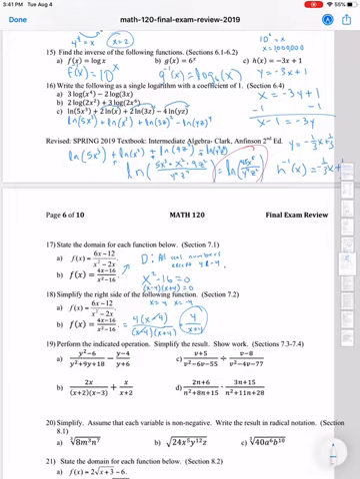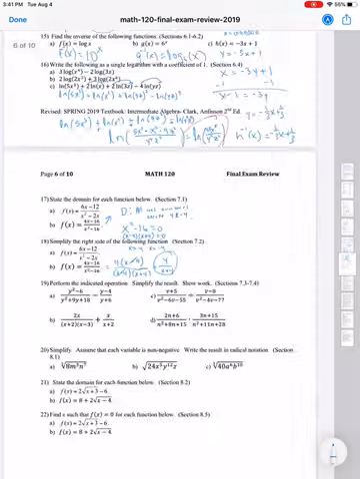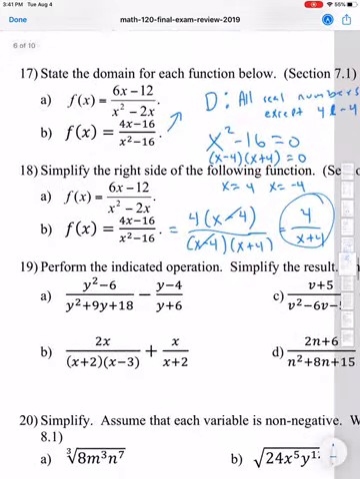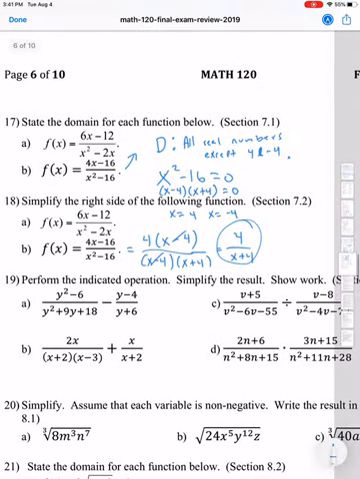Alrighty, on number 19. What we need to do when we add and subtract A or B is have the same denominator on both of these. So let me try again 19b. The x plus 2's are the same, but this one needs an x minus 3. That way they both have the same denominator.